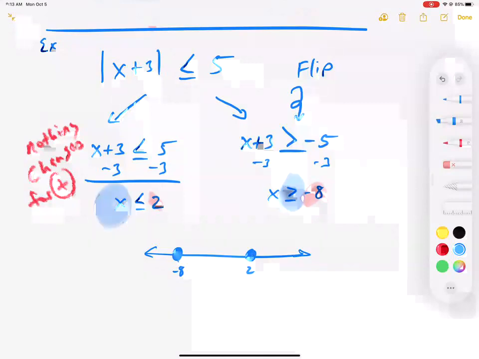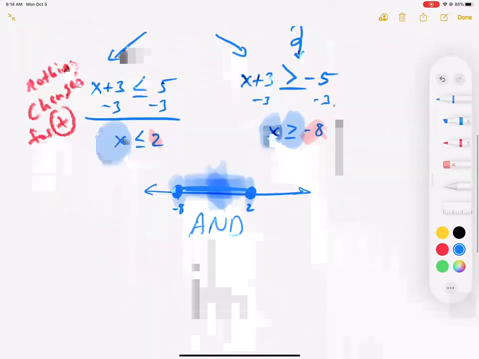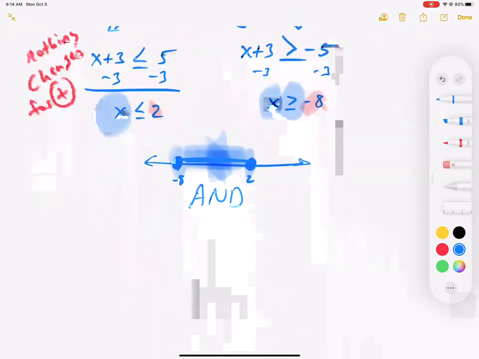Now, here's where we have to make sure we're kind of cool with this. x is less than 2. So here's 2. Less than 2 means we're going to the left, right? Over here, x is greater than negative 8. Negative 8, that means we're going to the right. So we have overlap. So this is an AND problem. Now we can again combine these two to make one big inequality. Isn't x smaller than 2, but greater than negative 8? So we can rewrite this as an AND problem.